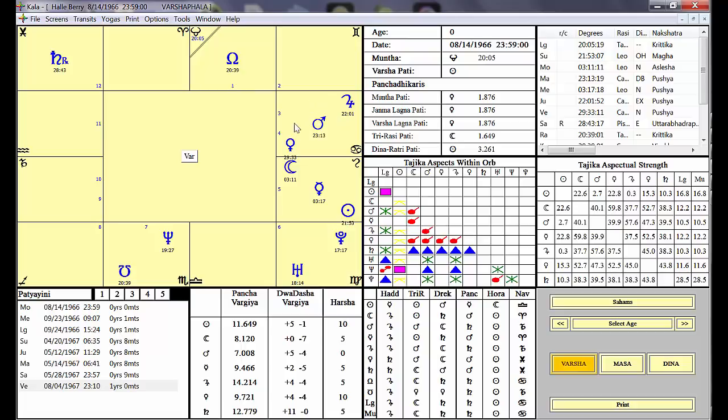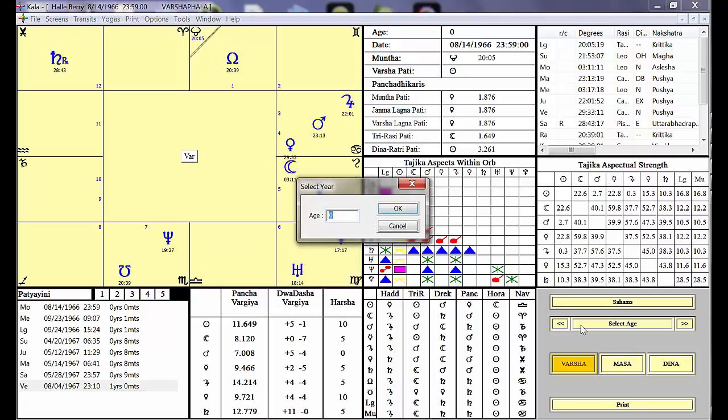So that's Halle Berry, generally speaking. This is her chart, her natal chart. So this will be effective throughout her life. Okay, so let's go to age 35.